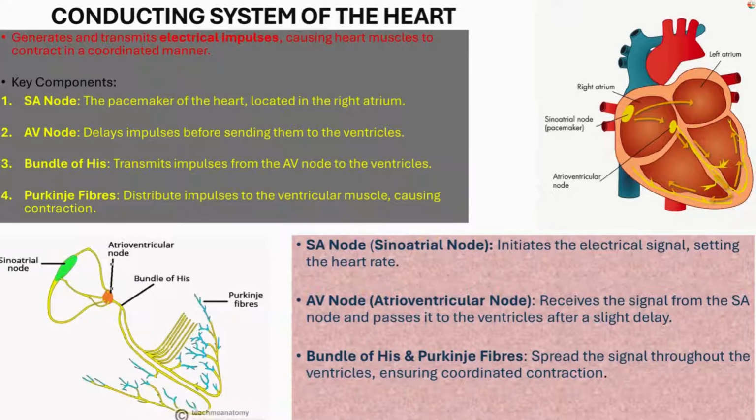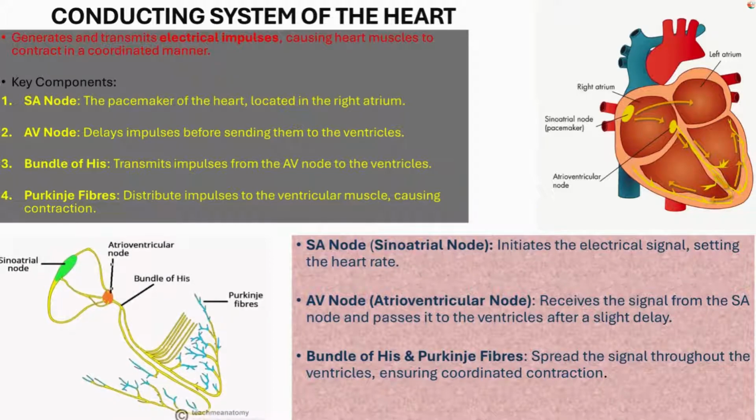Bundle of His is basically divided into the right bundle branch and left bundle branch. As you can see in the picture, the atrioventricular node is divided into the bundle of His, which is right bundle branch and left bundle branch. So the bundle of His basically transmits the impulses from AV node to the ventricles.